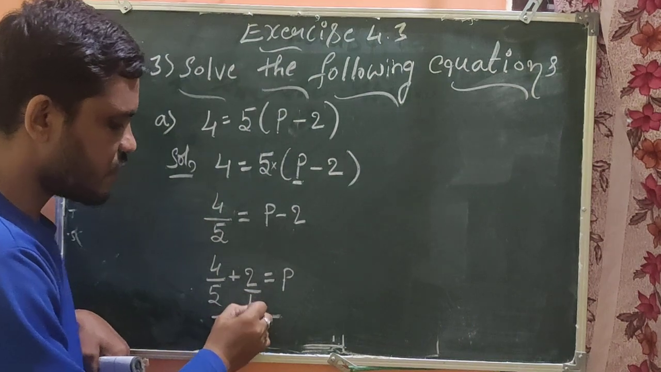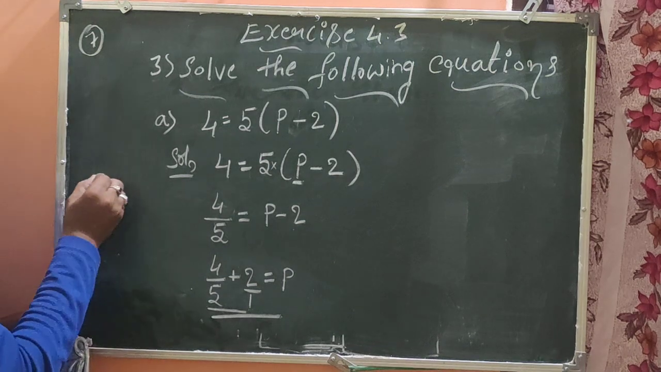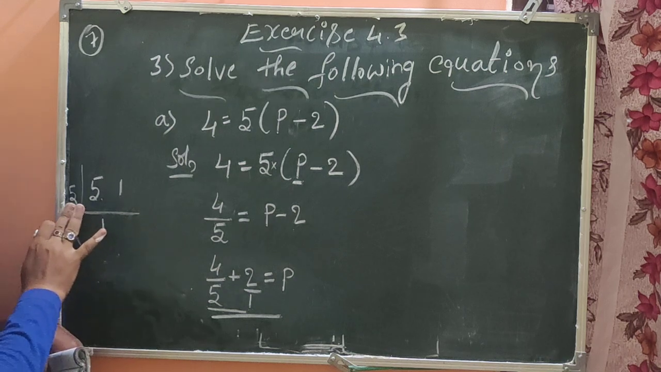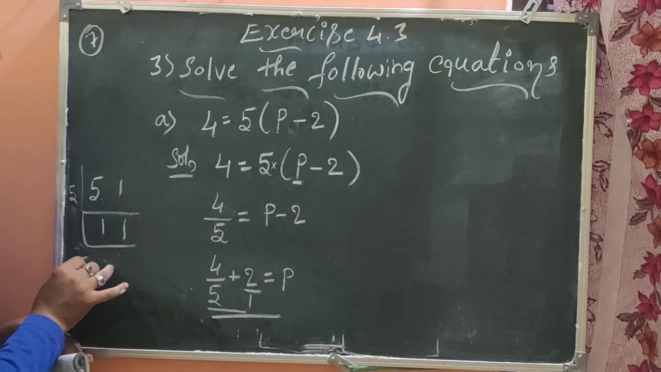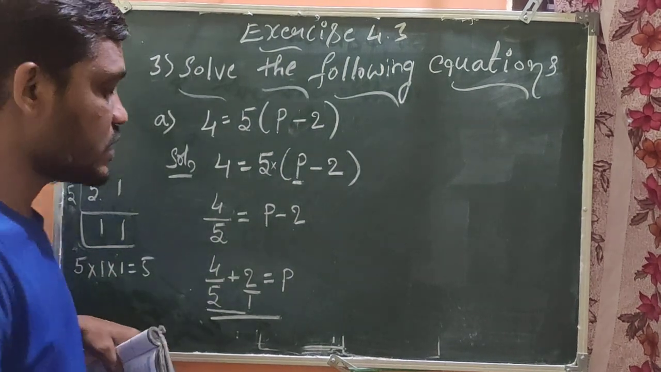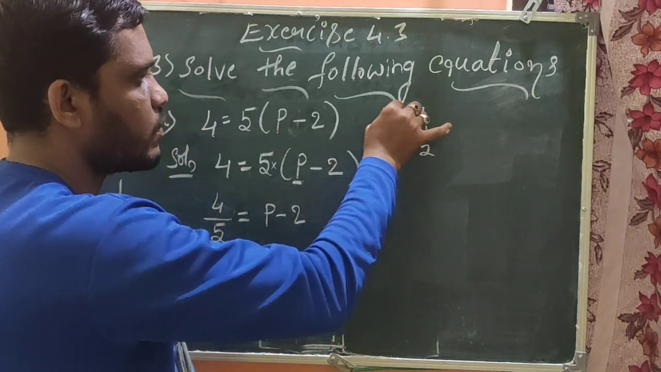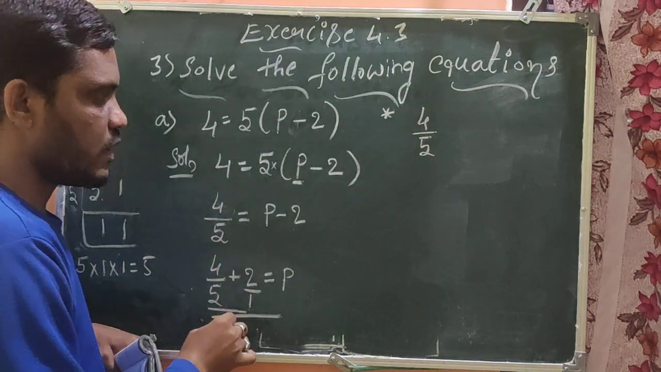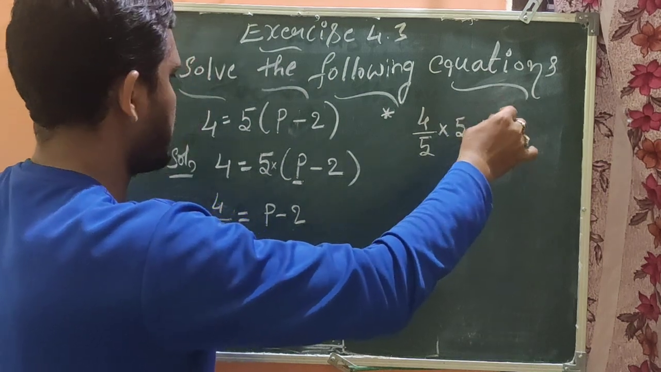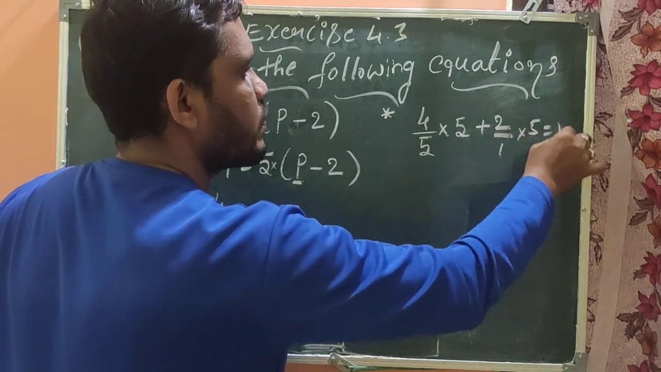So we should find the LCM for these two. Denominators will be 5 and 1. So 5 and 1 will be there. 5 ones are 5. Next one. LCM is 5 into 1 into 1, that is 5. Next, learn the LCM from this, I will put a star. From here the problem is very important. 4 by 5 into LCM 5, plus 2 by 1 into 5 is equal to P.